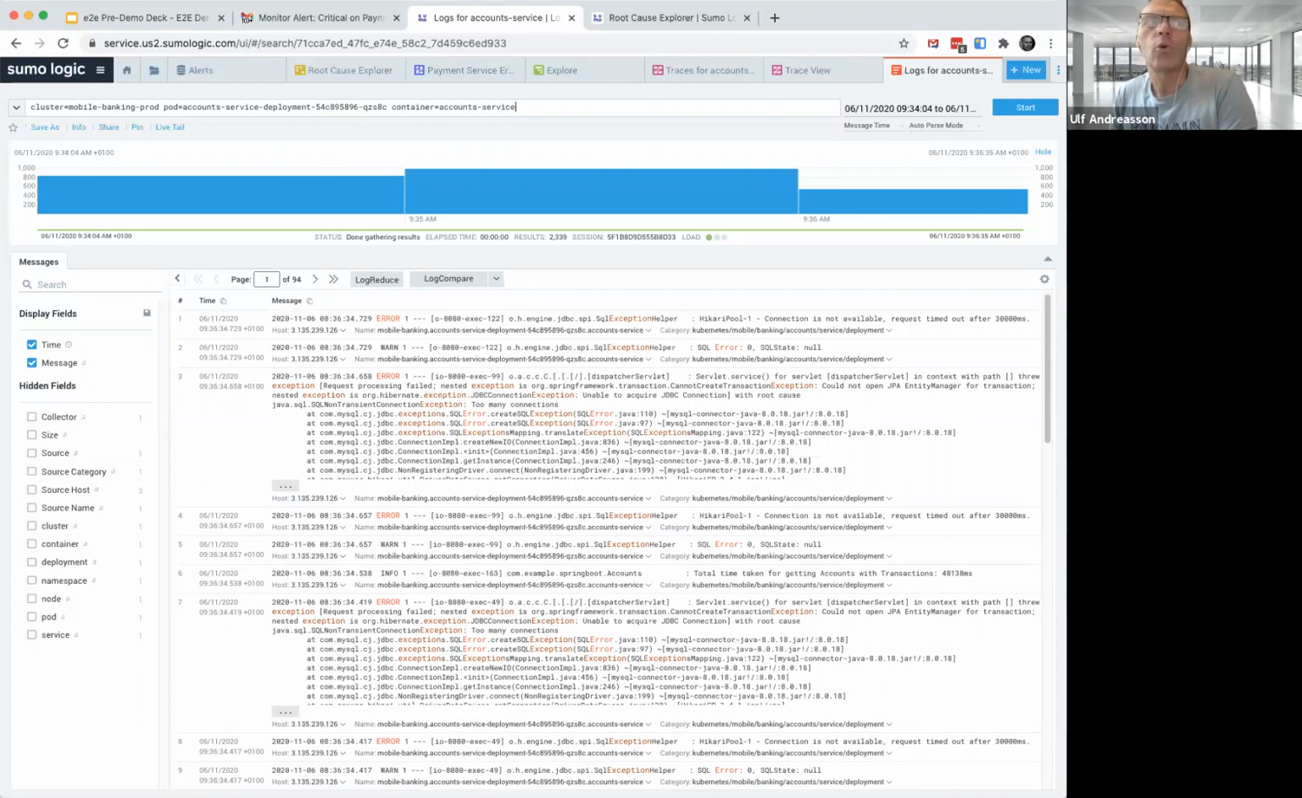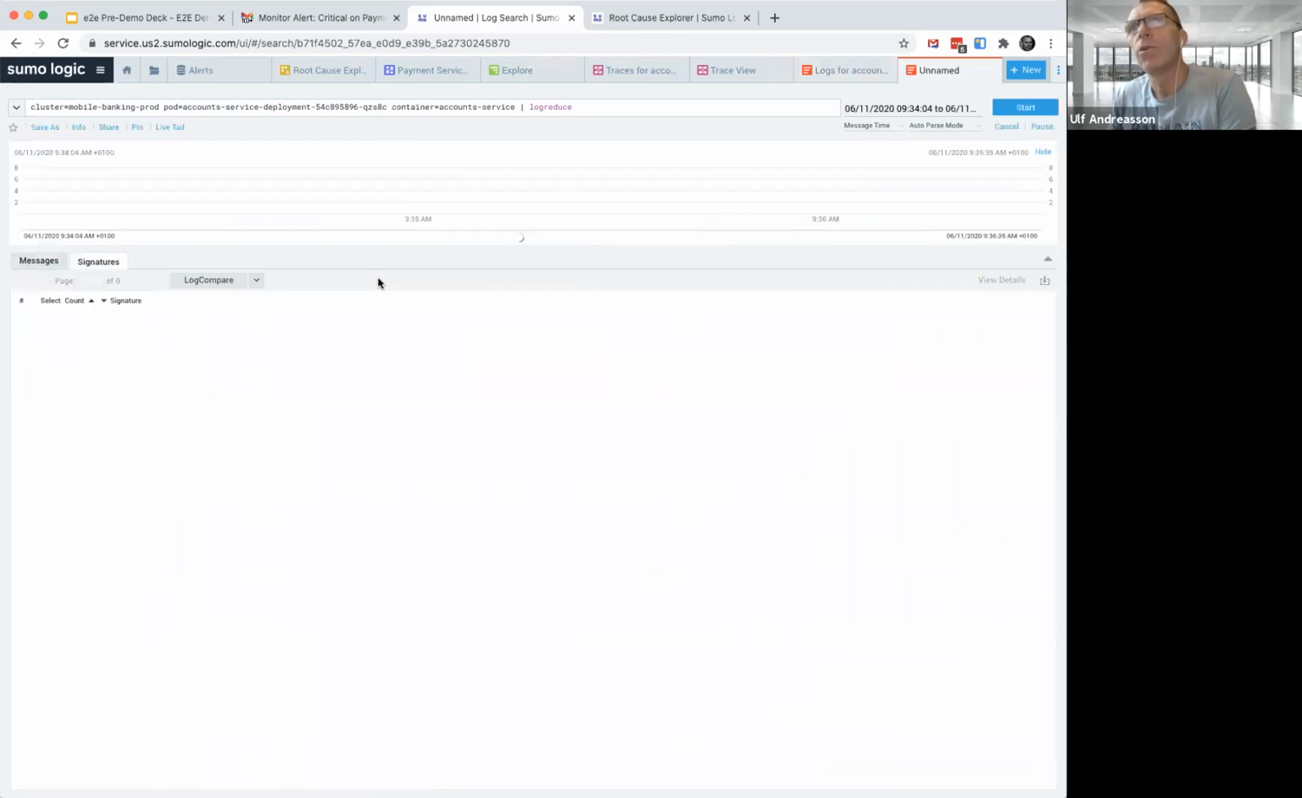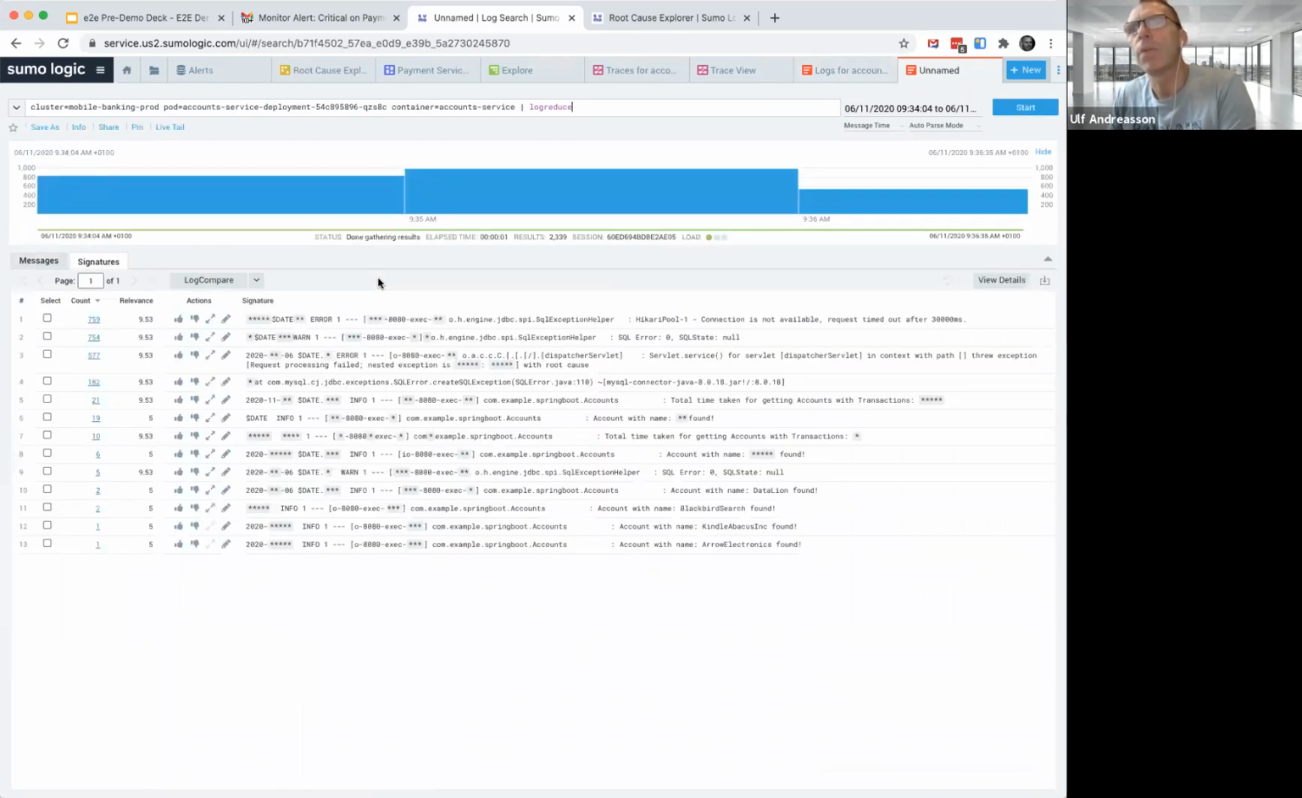To further make sure I have a good understanding, or to confirm my assumptions here, we can use something in Sumo called log reduce. Log reduce is a unique capability that Sumo has, and it actually uses machine learning. What we do is group or identify different log lines looking pretty much the same. It's not syntactical identification; basically it's trying to differentiate from each and every log line what the meaning of that is.